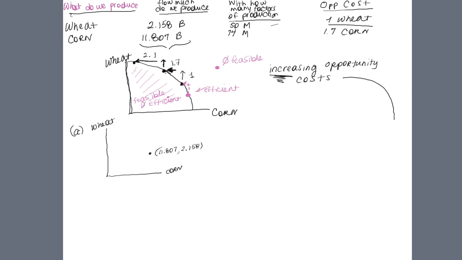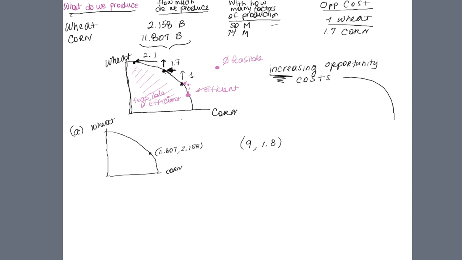Okay? So now they tell us, let's consider a new production point. Let's consider the point 9, because that's a billion bushels of corn, and 1.8. Okay, and let's consider where 1.8 would be on this graph. So if this is 11.807 and 2.158, then 9 and 1.8 is somewhere kind of like around here.